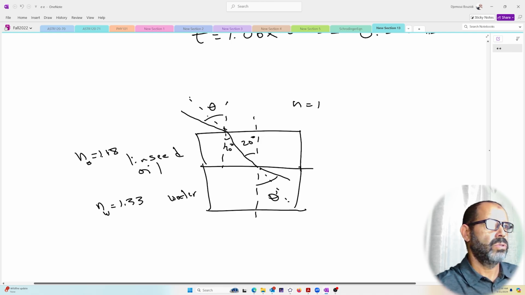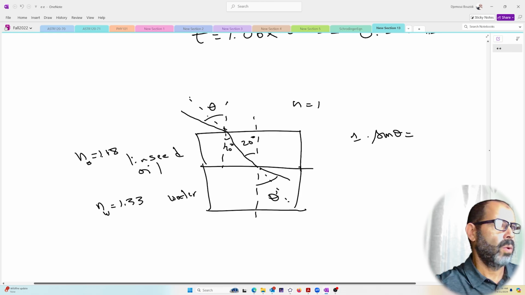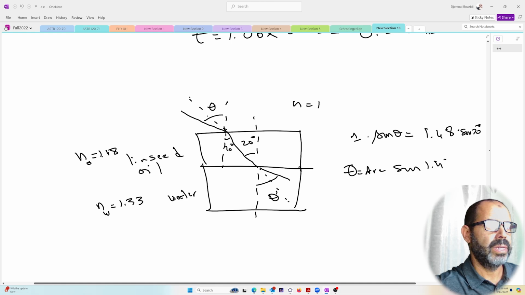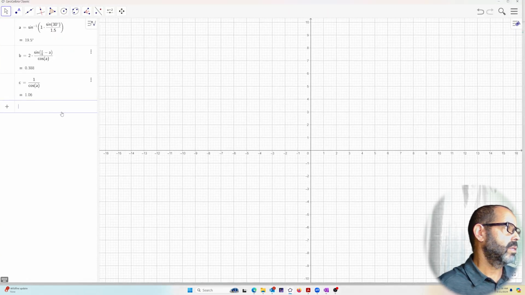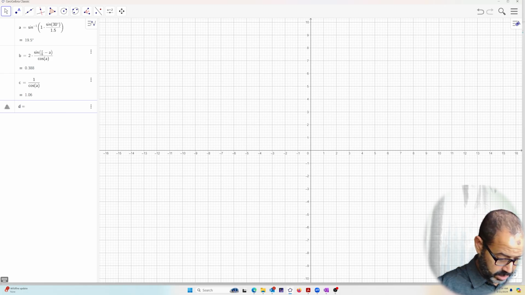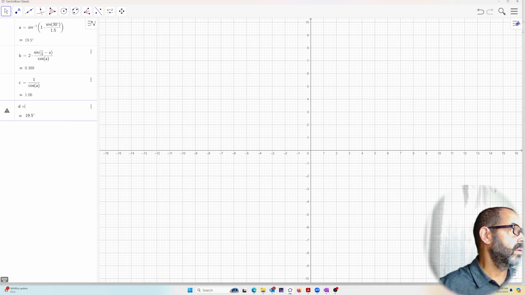That's what they want. The first equation that we need to deal with is to find theta, and for that we have 1 times sine theta is equal to 1.48 times sine of 20 degrees. From here, we should be able to find theta as the arcsine of 1.48 times sine of 20 degrees. Let's give it a name and calculate it. Let's call it angle D. There is a D already in our equation somewhere.